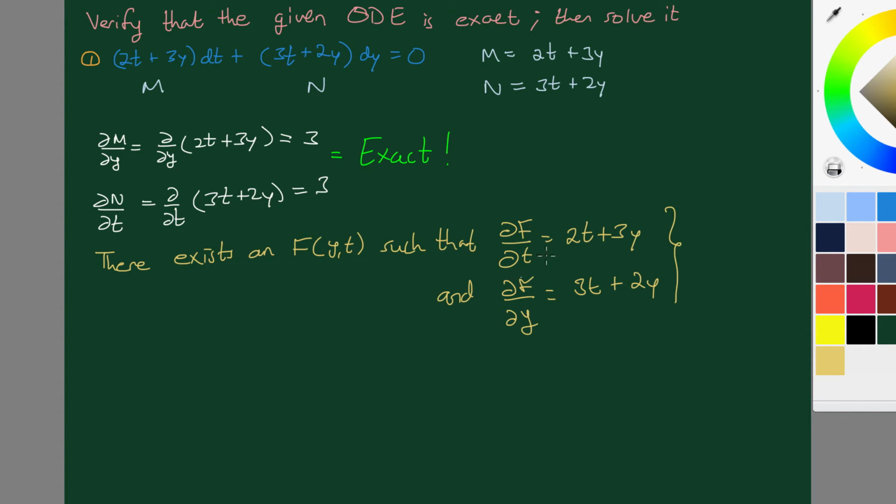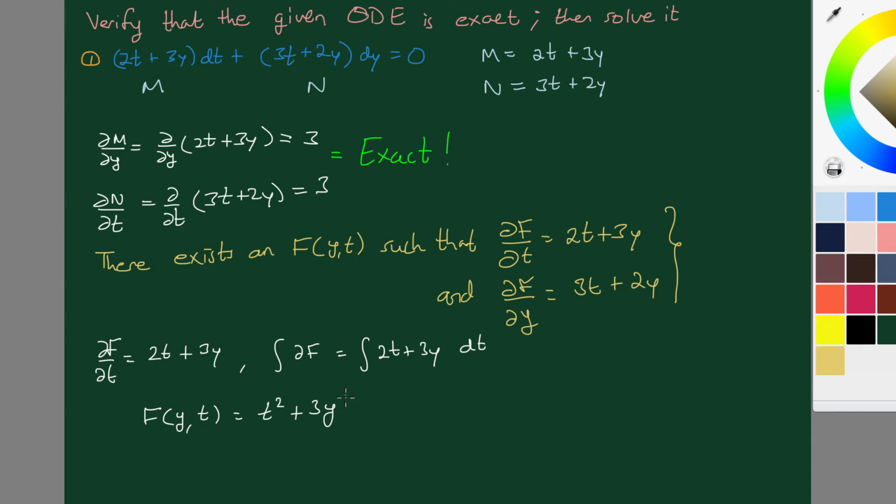So what we're going to go with is df/dt. We start with df/dt equal to 2t plus 3y, which means that the integral of df is equal to the integral of (2t plus 3y) dt. Okay, so this gives us f of y comma t is equal to t squared plus 3yt.